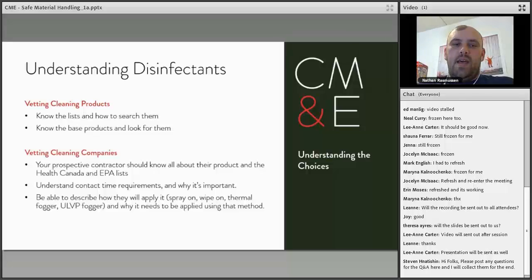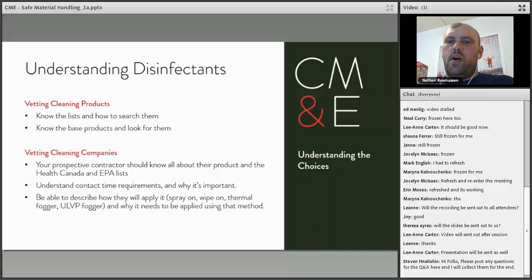Your contractor should know, and if it's not on the list, they should be able to tell you why the product they're recommending is not on those lists. They should understand the different contact time requirements and why those are important. And they should absolutely be able to discuss how they're going to apply it, whether it's a spray-on, wipe-on.